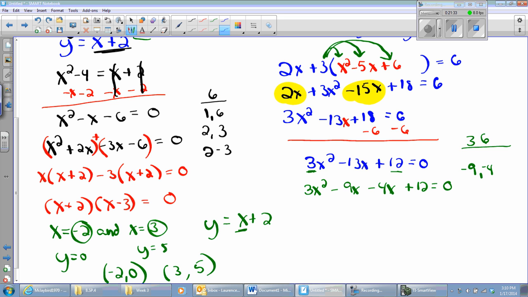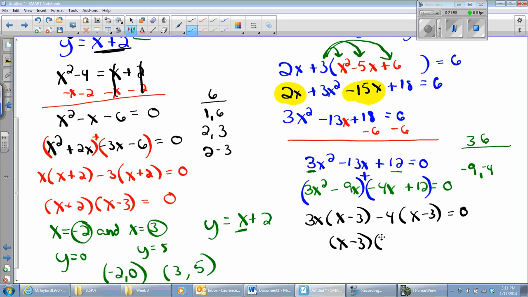All right. Now I'm going to do a little grouping here. I always grab that sign. I think Zach Ingram calls that capturing the sign. And then I'm going to GCF. I'm going to pull out a 3x, and I'll be left with an x minus 3. I'm going to pull out a negative 4, and I'll be left with an x minus 3. And then I'm going to pull out an x minus 3 and have a 3x minus 4.